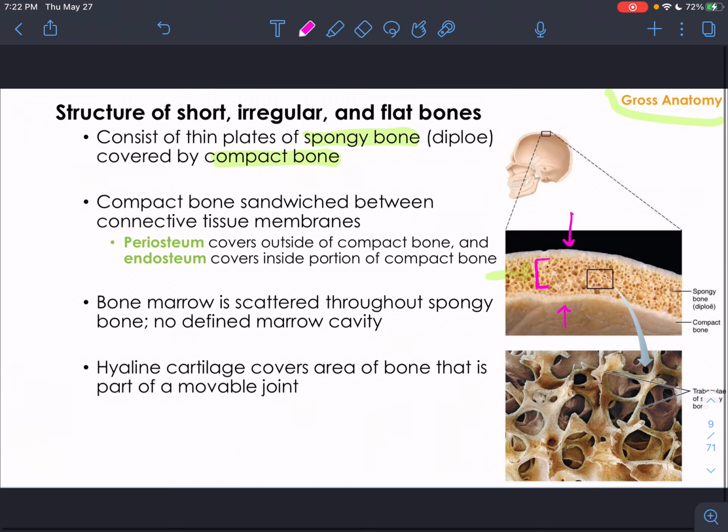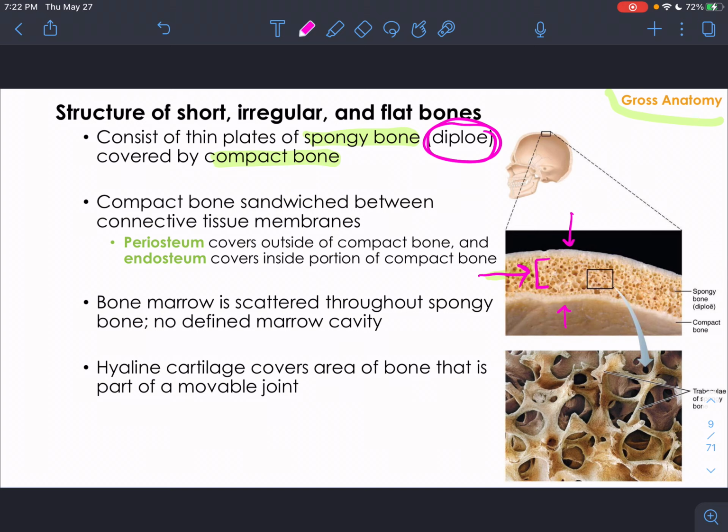So all flat, short, and irregular bones have a setup where you have compact bone on each outside with a spongy bone in the middle. I like to think of it like an ice cream sandwich. And that spongy bone in the middle of this type of bone has this fancy name, the diploe. The spongy bone in this little ice cream sandwich is called the diploe.